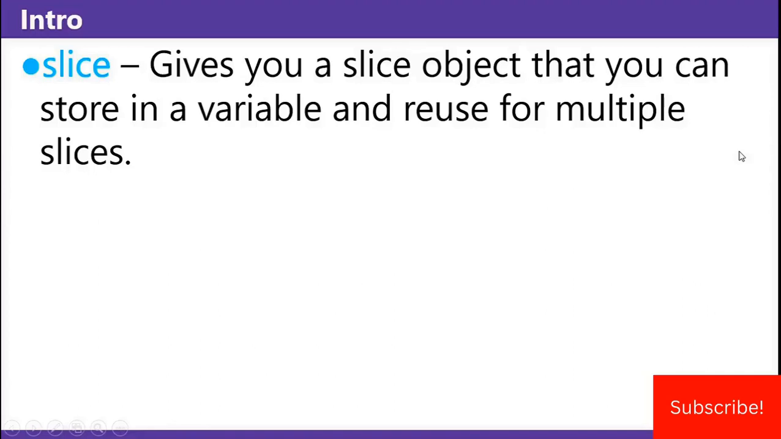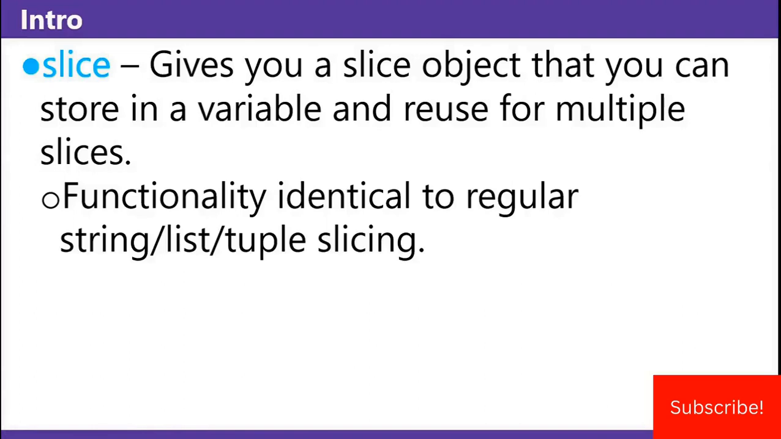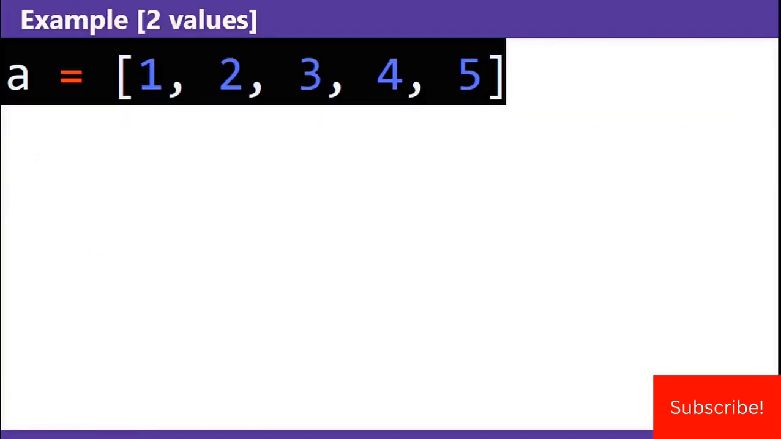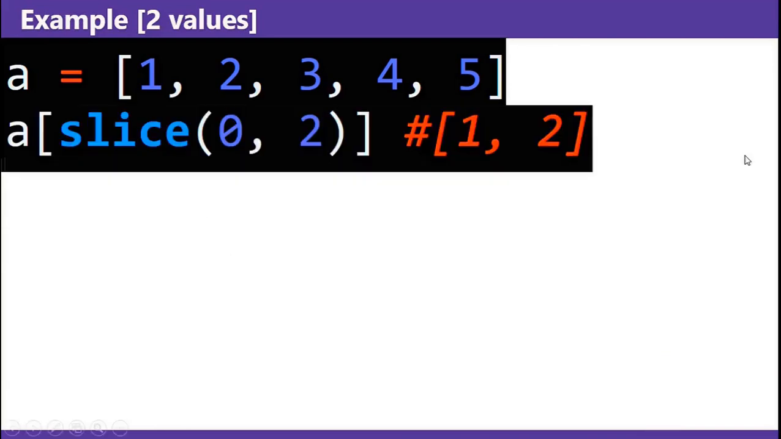The slice function in Python gives you a slice object that you can store in a variable and reuse for multiple slices. Its functionality is identical to regular string, list, or tuple slicing. When you provide two values to the slice function, you're specifying the index to start at and one short of the index to stop at. From this code, slicing the list 1 through 5 with the numbers 0 and 2 slices the list from 0 to 1, meaning the list containing 1 and 2.